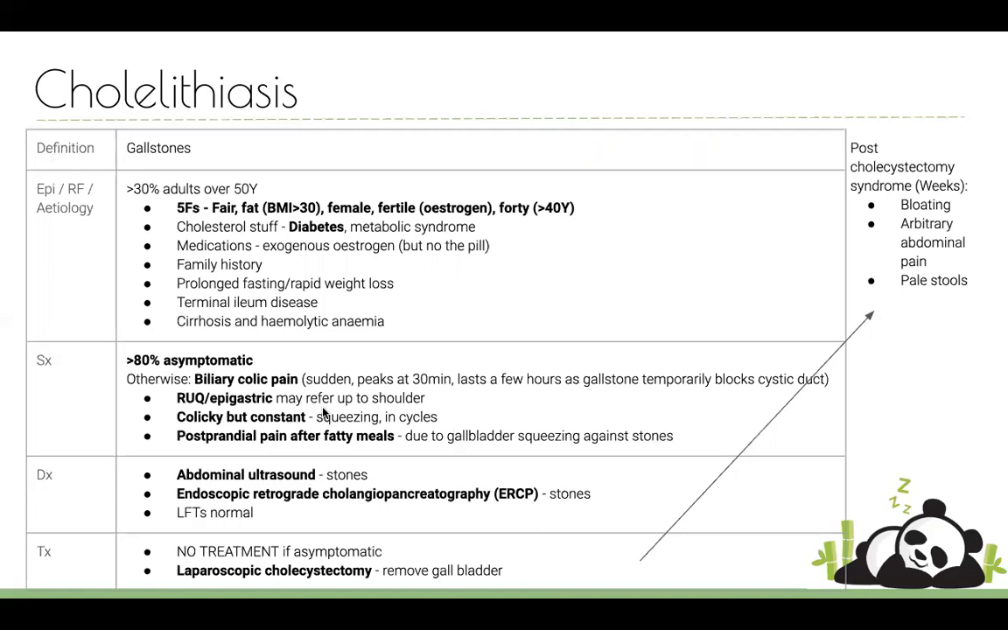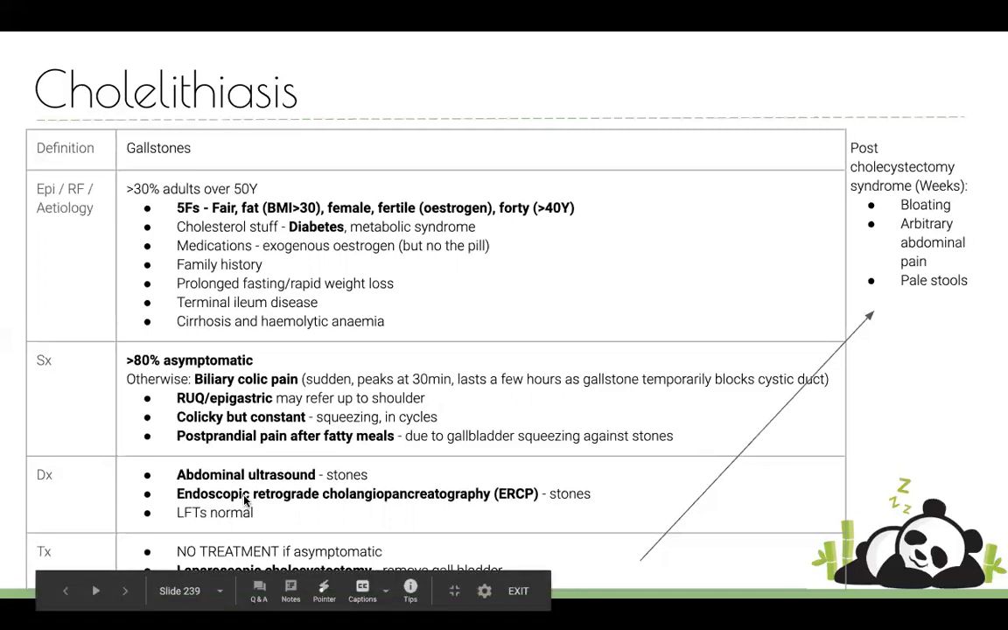It may refer up to the shoulder because it might irritate the diaphragm. And the diaphragm is innervated by the phrenic nerve. C3, 4, 5 keeps the diaphragm alive. So that goes all the way up to your shoulder tip. You might get pain there. It is often after fatty meals because of your gallbladder squeezing against the stones, trying to get out your bile into your duodenum. And you'd usually diagnose it with an ultrasound or an ERCP.